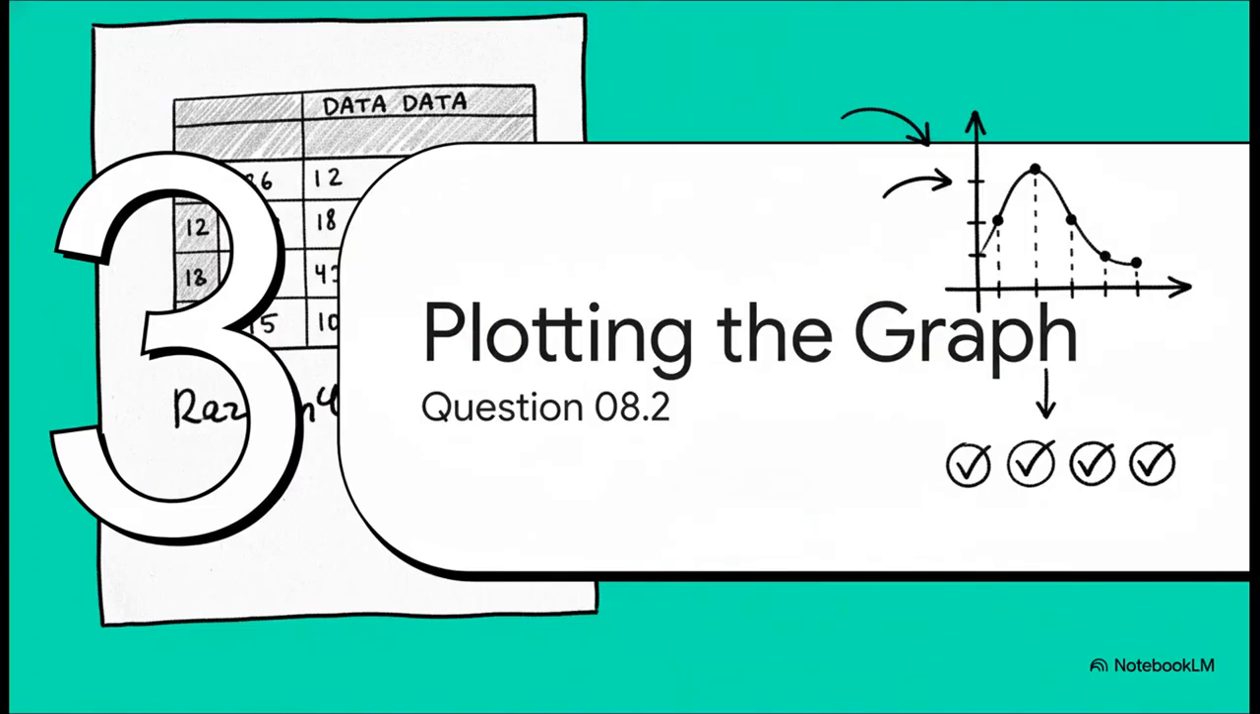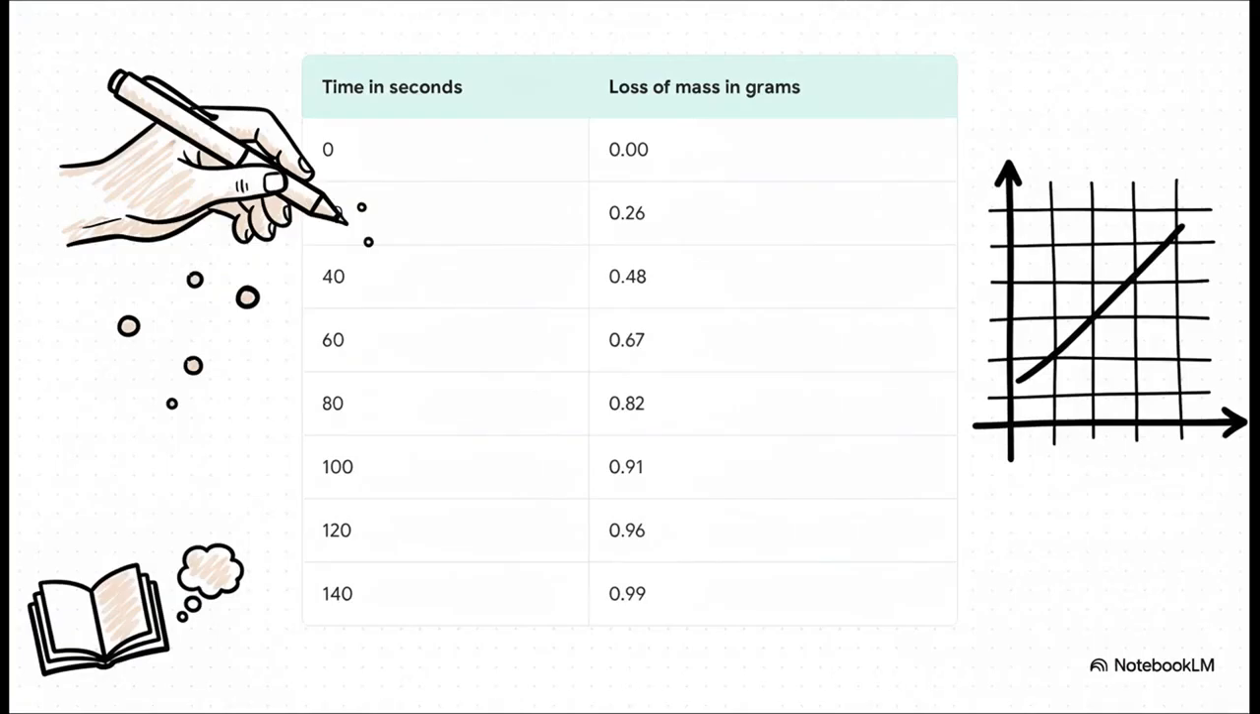Okay, let's move on to the next section, question 8.2. This is all about your practical skills, and it's worth 3 marks. It's time to plot a graph. So here's the data they give you for the experiment run at 30 degrees. You've got 8 points to plot. Your only job is to get these from the table and onto the graph as accurately as you possibly can.